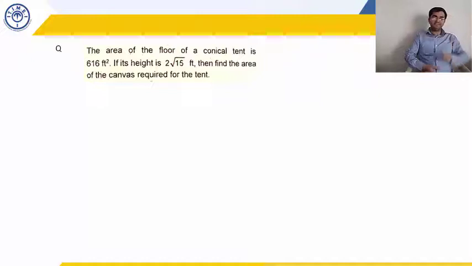Okay, let's solve. So we are given the area of the floor of a tent. What is the floor of a tent? It's a circle. So we are given pi r square equal to 616.